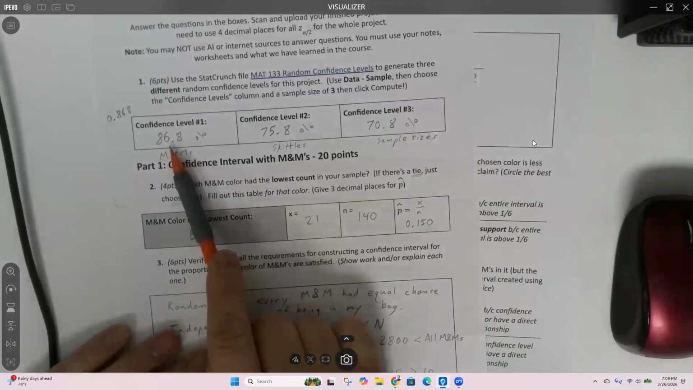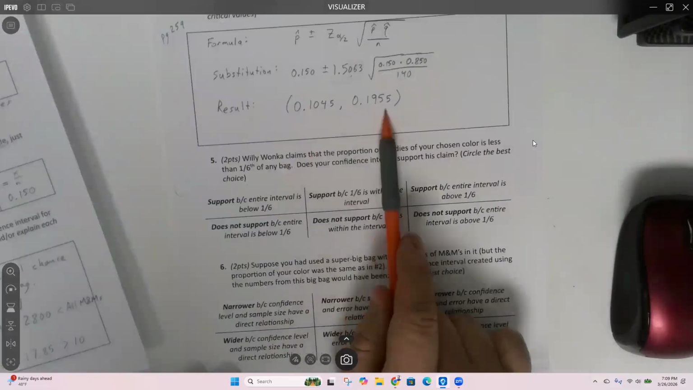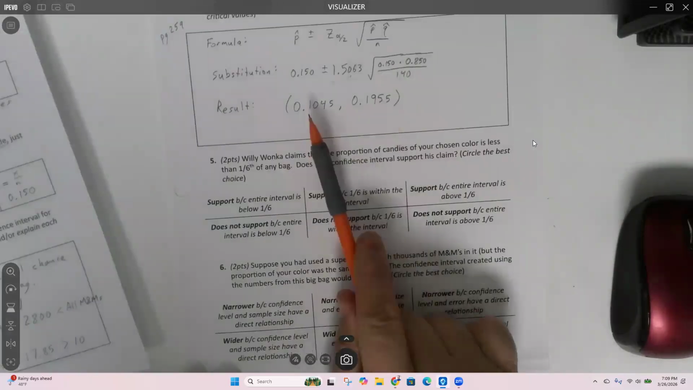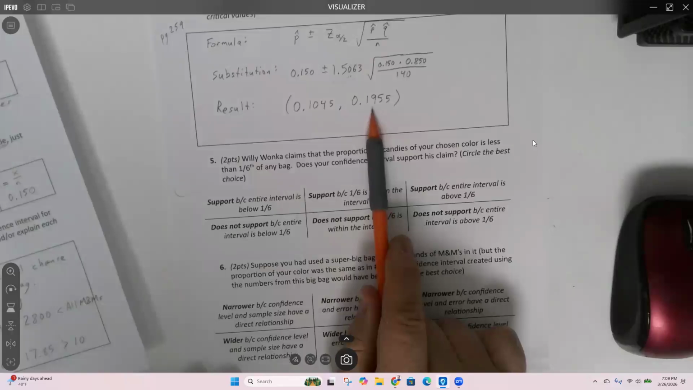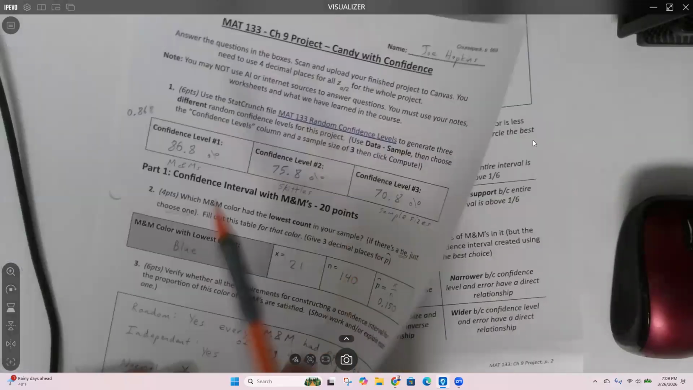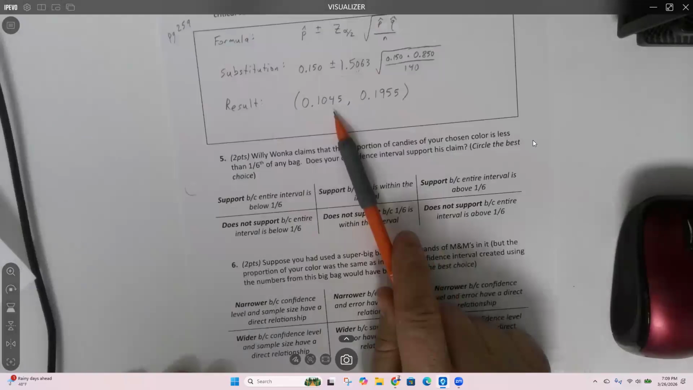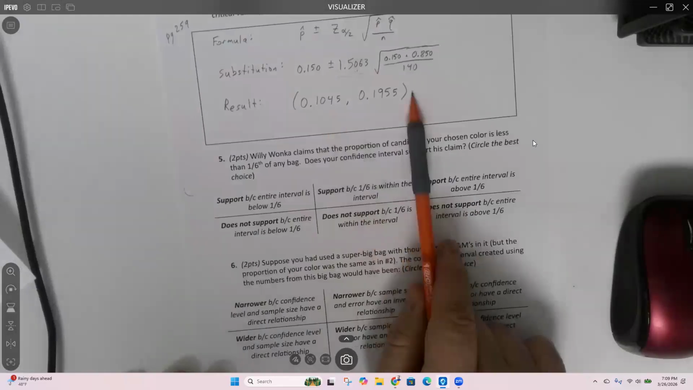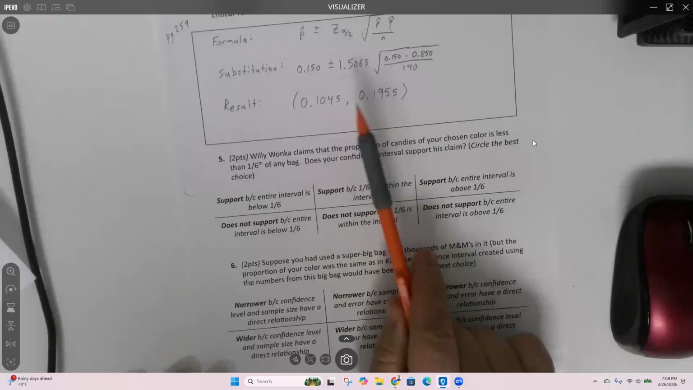I am 86% confident that the true answer to the question, what percent of M&Ms are blue, is somewhere in this range, somewhere between 10% and 19%. Now, that does mean there's still a chance that I'm wrong. There's still a 14% chance that the true value is outside this range. But I'm 86% confident in this.